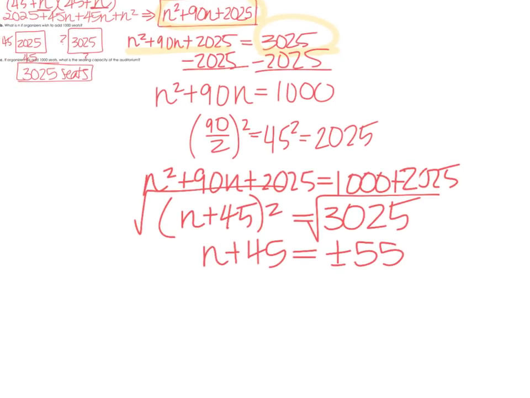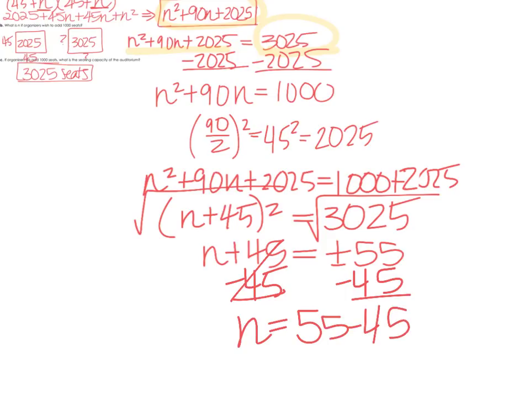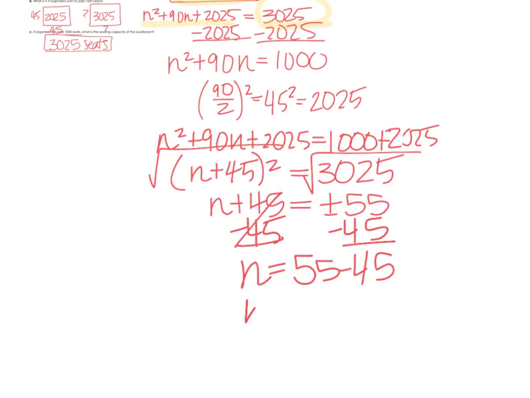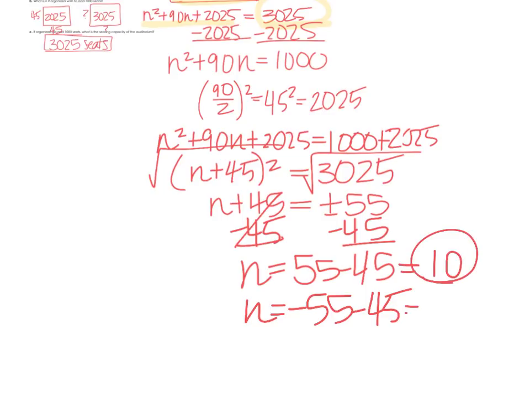Then we're going to subtract 45 from both sides. So we get n equals 55 minus 45 and n equals negative 55 minus 45, because we've got plus and minus 55. So this gives us 10, and this gives us negative 100. Now we can't add a negative number of rows, so that is not a valid answer in the context of this problem. So therefore, n equals 10, and this is our magic number.